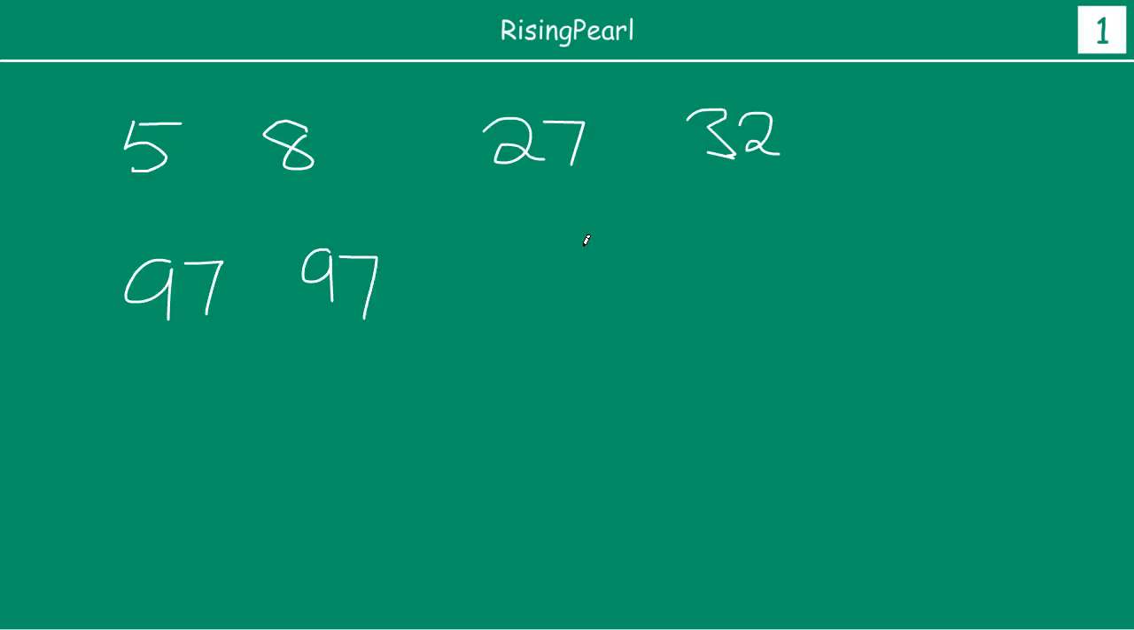Let's say 5 and 8. Let's say 27 and 32. Let's say 9, 7, 9, 7. The reason I'm writing out random pairs of numbers, friends, is that between 5 and 8 there is a relationship. 8 is greater than 5. You can compare the numbers. 27 is less than 32, or 32 is greater than this. 97, they are equal, right?